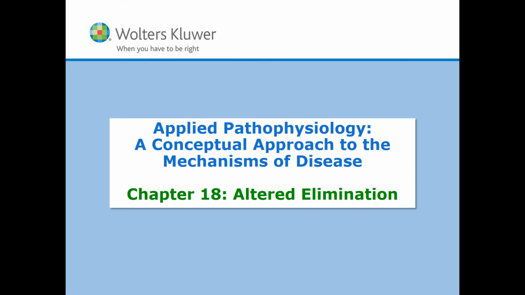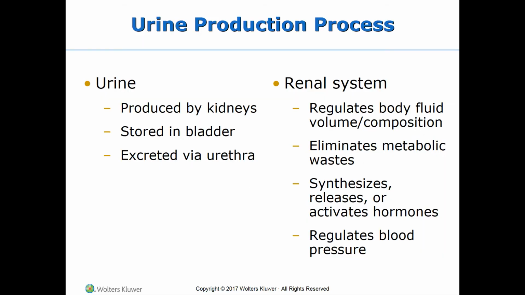Okay, so this is all for chapter 17. Now, chapter 18 is about altered elimination. Elimination processes require the motility of organs and also the patency, or the openness, of the structures within these organs, so you can mobilize the wastes for excretion.